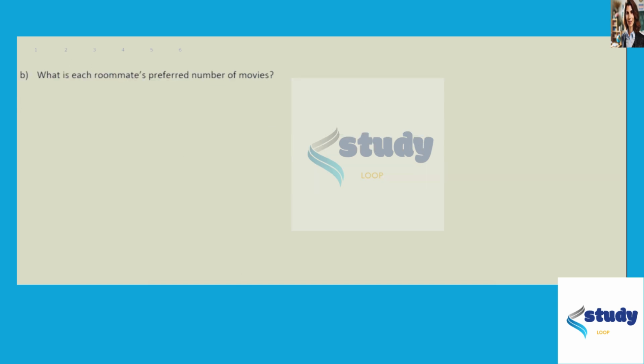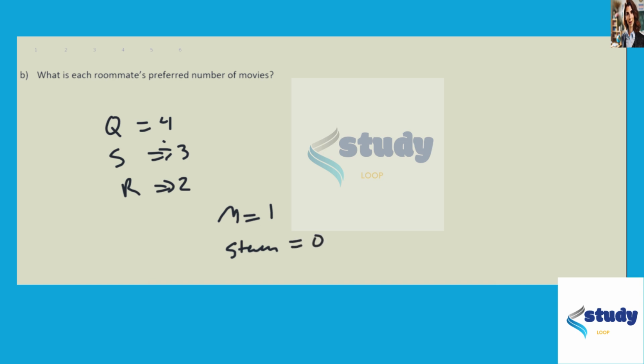The second part of the question then asks us what each roommate's preferred number of movies is. And so that's just going to be decreasing. You can see from the first table, Quentin preferred 4, Spike preferred 3, Ridley preferred 2, Martin preferred 1, and then Steven preferred 0.